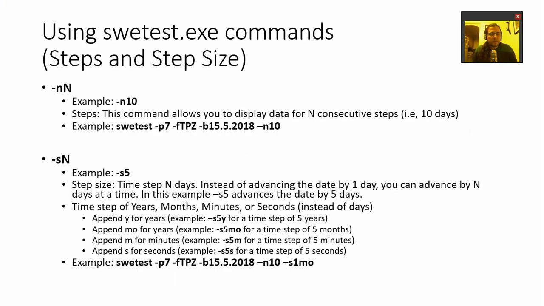So what's next? More commands. There's steps and step size. So what's the point of just listing one day of the position of a planet? Well, that could be helpful, but maybe you want 10. So if you do -n, and then any number n, could be 10, then it'll do 10 steps. So this command allows you to display data for n consecutive steps. In this case, for 10 days. Here's an example. We're going to try that.